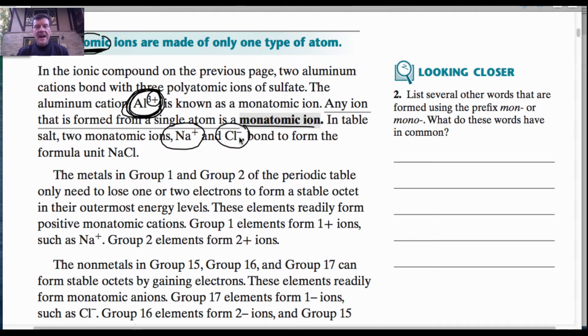Here's a chloride. Notice when it's a nonmetal, the ion ends in IDE. We'll talk about that later. This is a chloride ion, and it has a negative charge, a -1 charge. Why? It has 1 more electron around its nucleus than the total number of protons in the nucleus. Okay?